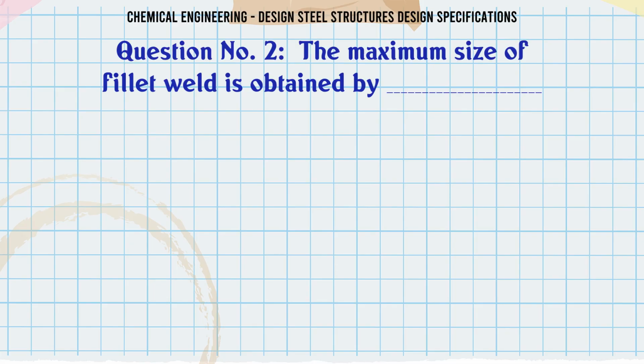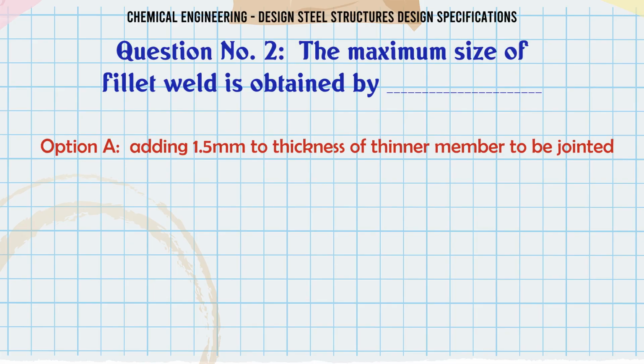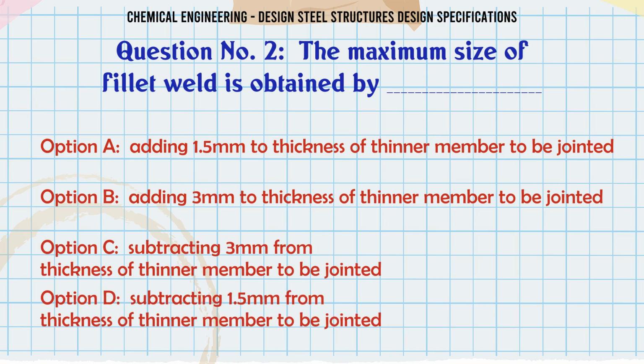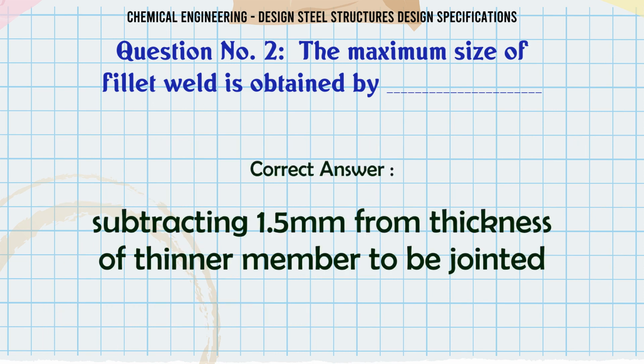The maximum size of fillet weld is obtained by A. Adding 1.5 mm to thickness of thinner member to be jointed. B. Adding 3 mm to thickness of thinner member to be jointed. C. Subtracting 3 mm from thickness of thinner member to be jointed. D. Subtracting 1.5 mm from thickness of thinner member to be jointed. The correct answer is subtracting 1.5 mm from thickness of thinner member to be jointed.